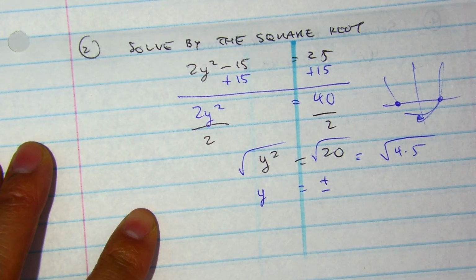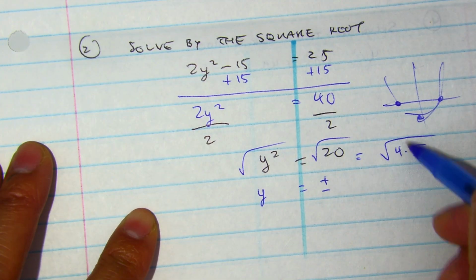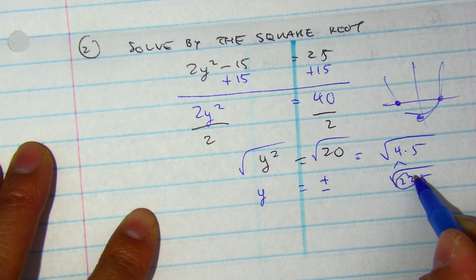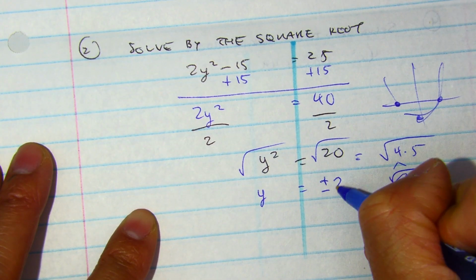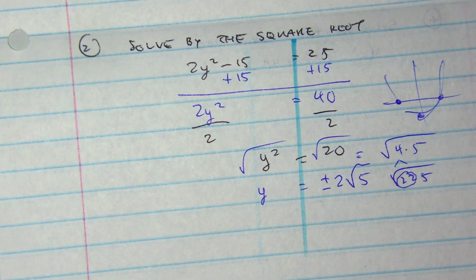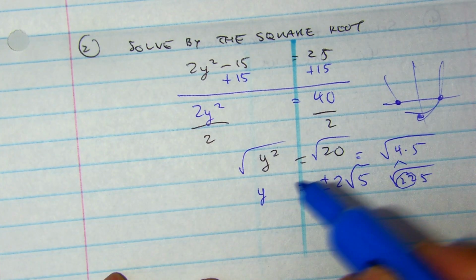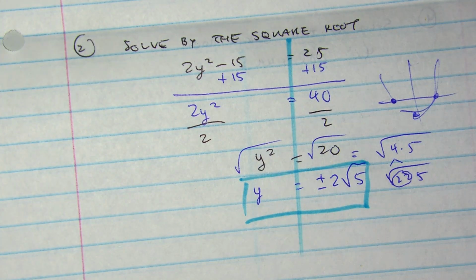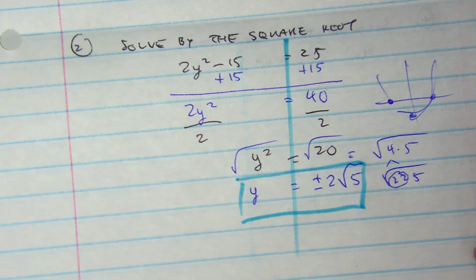Okay, my factors are 4 times 5. And the factors of 4 are 2 and 2, and they're a pair, so it can come out. So your answer is plus or minus 2 radical 5. So you have 2 solutions there. Let's go ahead and box our answer. Alright, that was question number 2.